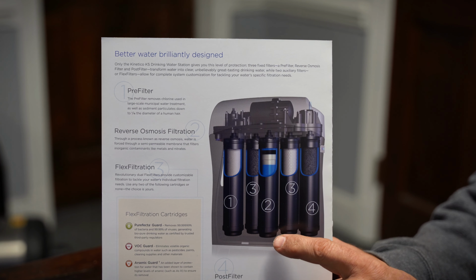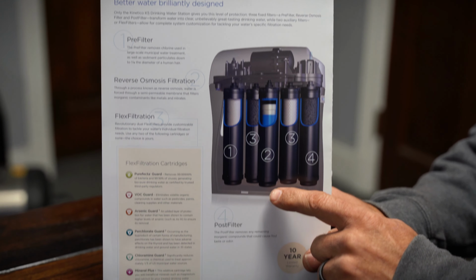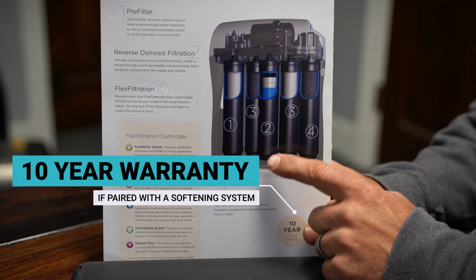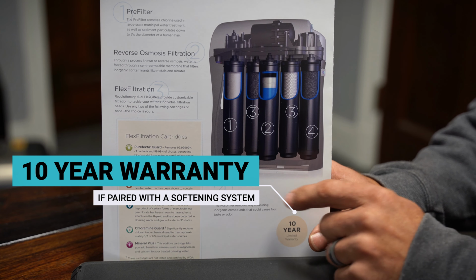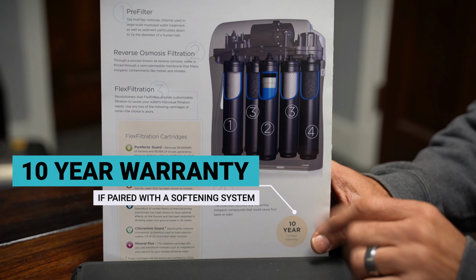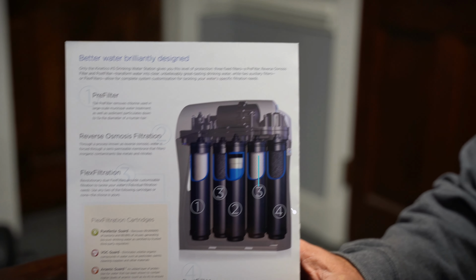The Kinetico membrane, it has a 4-year warranty. If you do not have any other piece of equipment, if you have a Kinetico softener, the membrane is actually covered under that full 10-year warranty. Nobody else in the industry can even come close to that.